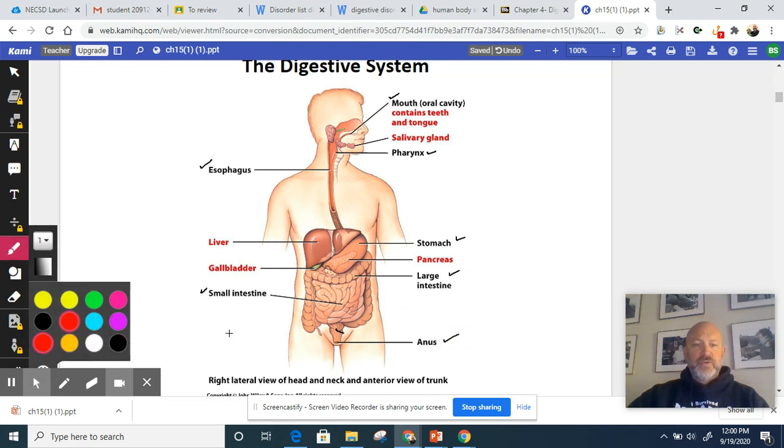Now we see also accessory organs in red. So the teeth and tongue, and the salivary glands play an important part. There are 3 salivary glands: parotid glands, submandibular glands, and sublingual glands. They're adding secretions, breaking down the food very early on. The liver and gallbladder produce and store bile, and the pancreas contributes enzymes that break down many different types of molecules that are in the food. All right, so this is a great picture.